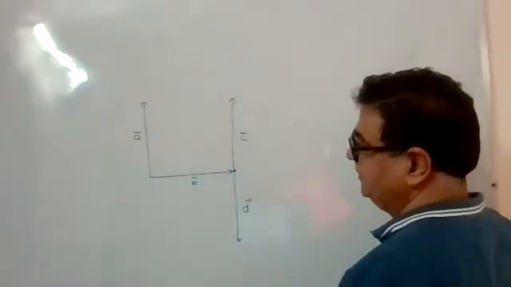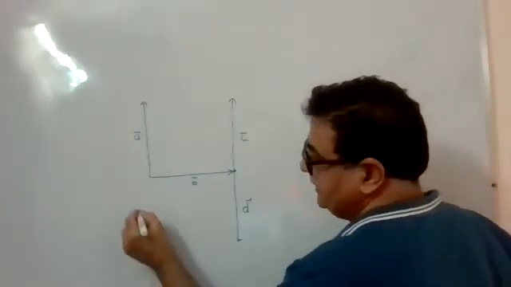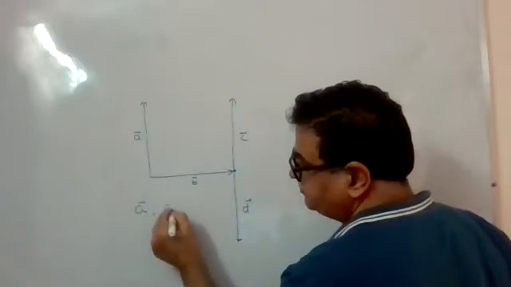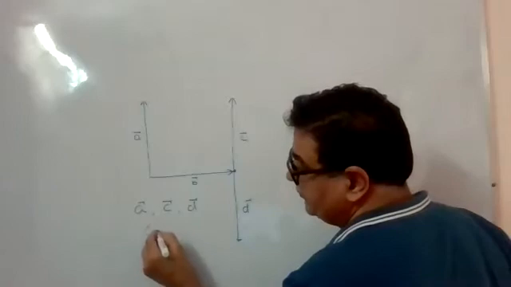The support lines of A, C and D. Yes, A, C and D, they are collinear vectors.